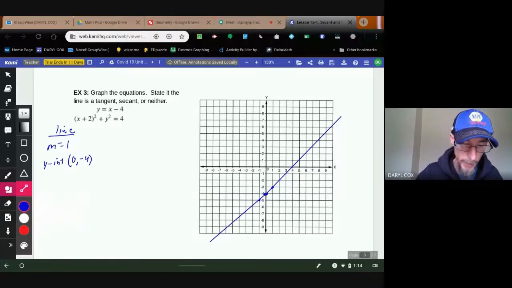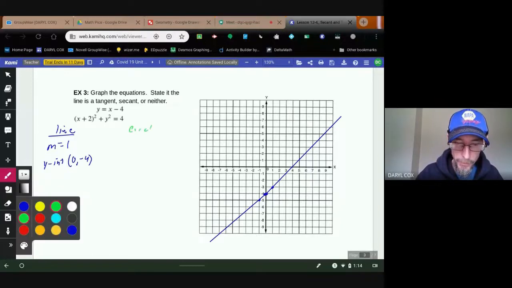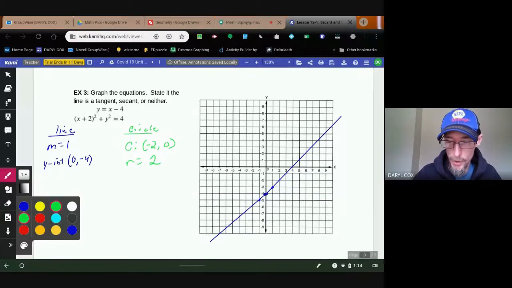There we go. Got my line drawn. Now I get my circle. The center of my circle is -2, 0, and a radius of 2. Square root of 4 is 2. So -2, 0 puts me here.